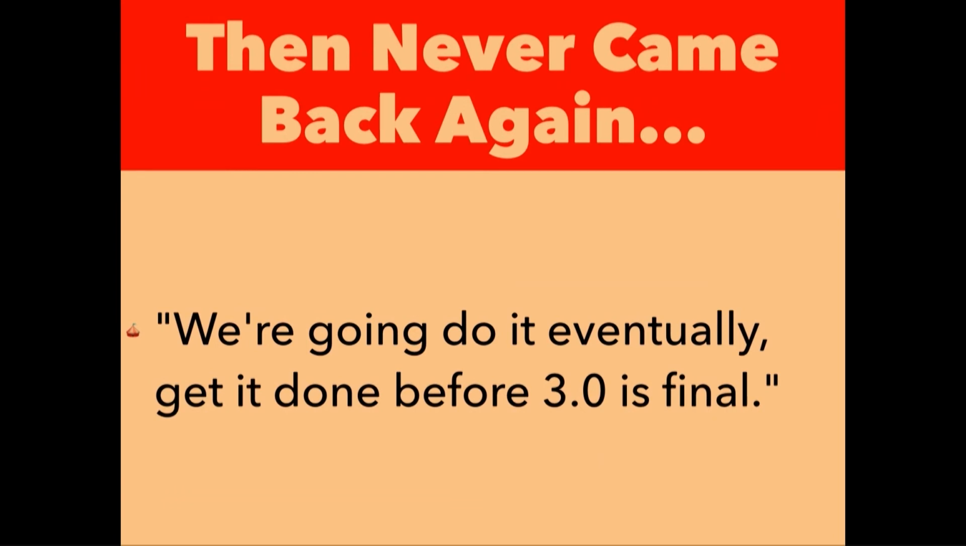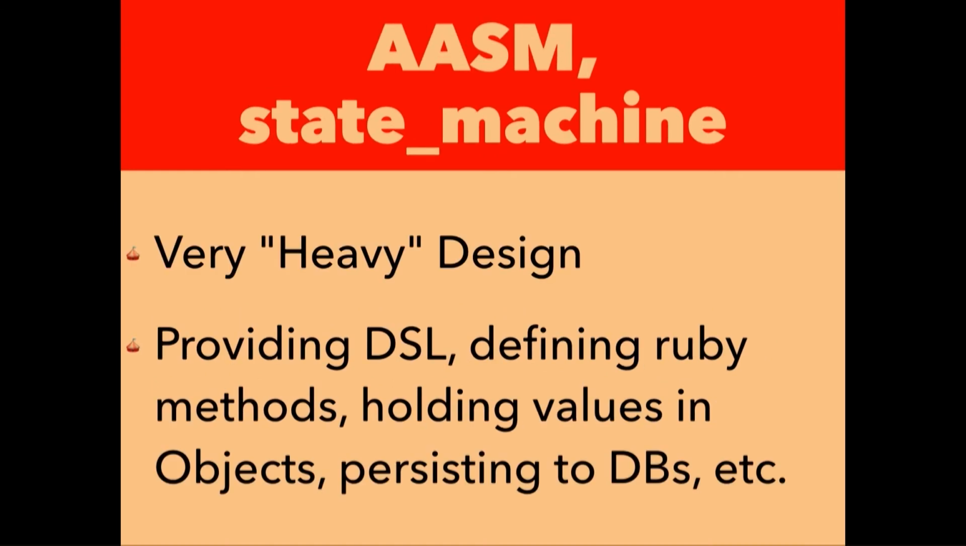I guess the reason for this is that the state machine gem was too huge and too complex to add and to maintain. So it was difficult to merge and maintain. I mean, it's very heavy in design. So they had to implement everything, like providing the DSL and defining Ruby methods and scopes, holding values inside objects and persisting them to DBs, etc.